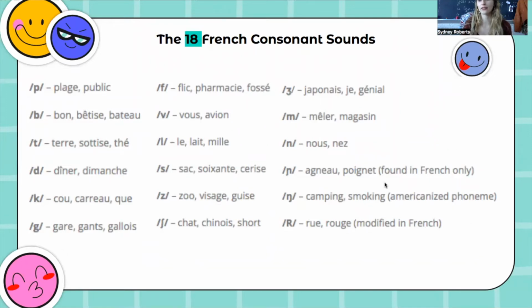And then this is another one that's found only in French. On genoux, poignet, the ng sound is very common in French, but not common in other languages. And then these are some Americanized phonemes that are commonly used in French, so they don't necessarily use the French translation for the words camping and smoking. So you get that ng sound.